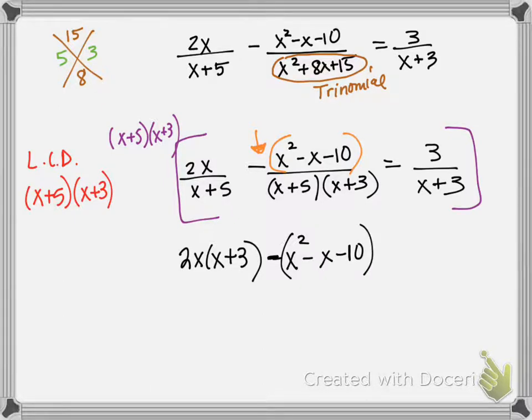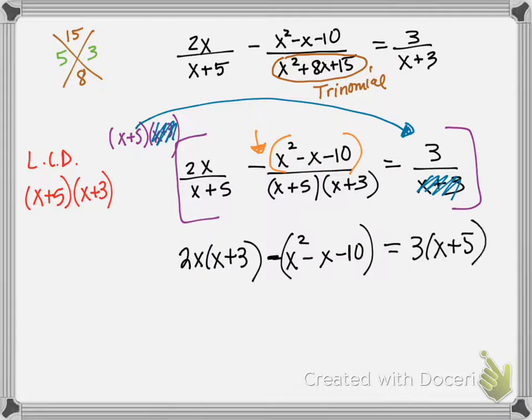All right, now I need to distribute this to the final part here. Notice that the x plus 3s will cancel out. So you're left with 3 times x plus 5. So this is equal to 3 times x plus 5.